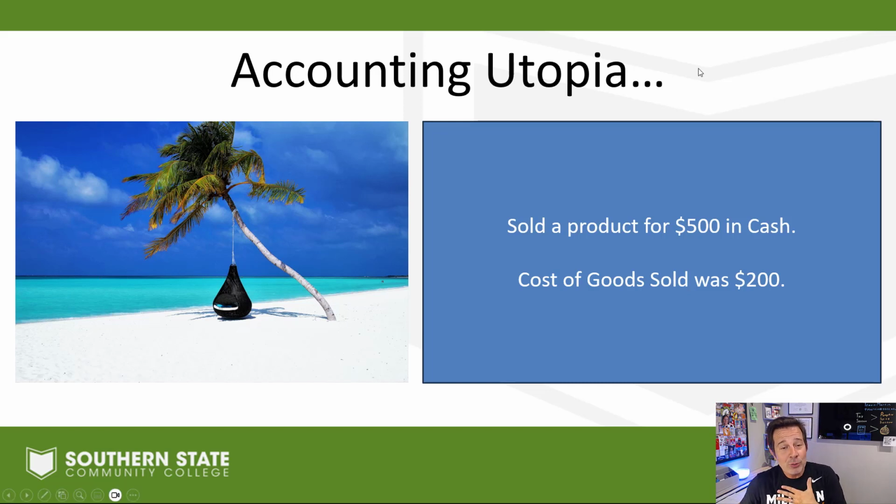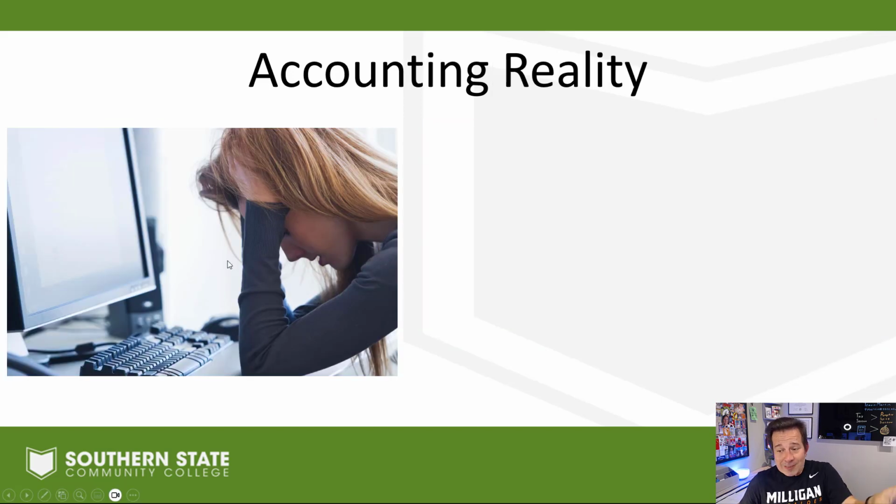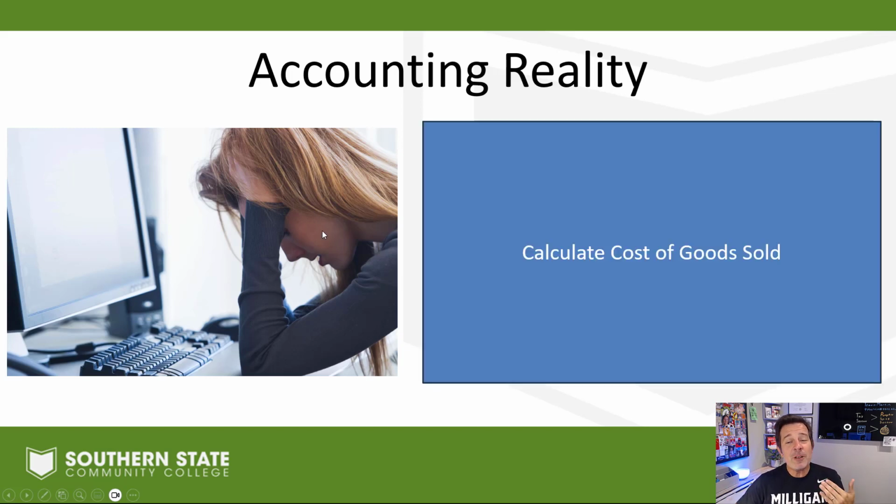That's Accounting Utopia. That's where you've been living probably. I'm going to bring you to accounting reality. This is accounting reality right here. In accounting reality, we have to figure cost of goods sold. We have to know how to calculate it most of the time. And that's the real world, okay? So we're taking off the training wheels here a little bit and making you calculate cost of goods sold. The good news is, it's not that hard.